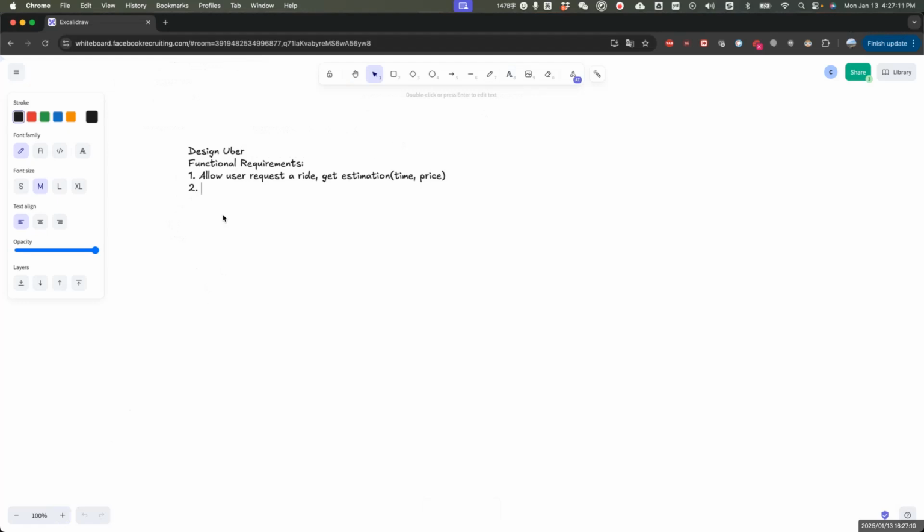Second of all, we will need to make the request and match the corresponding nearby drivers. Matching, send the request, matching nearby driver.